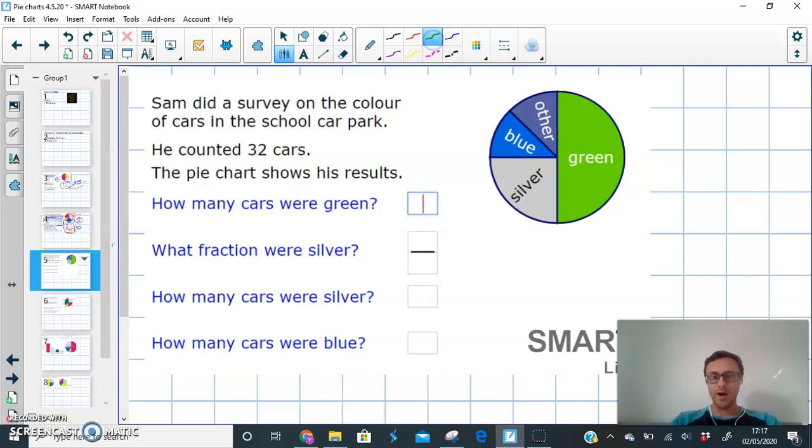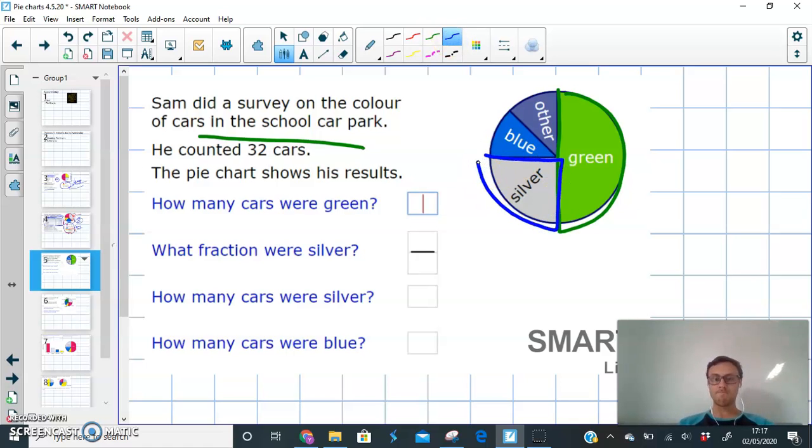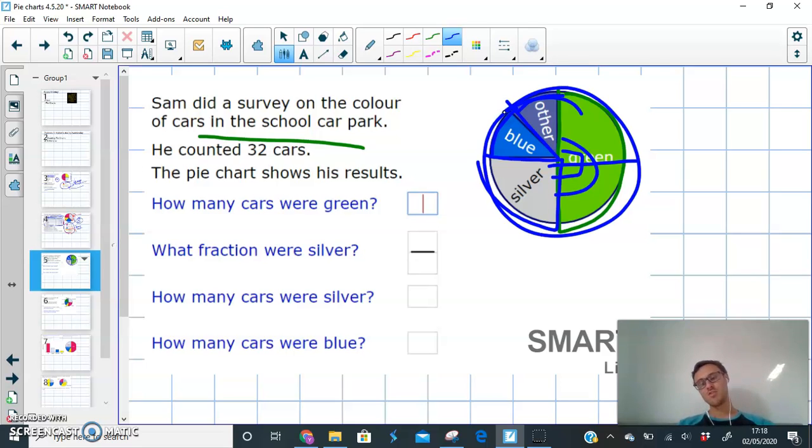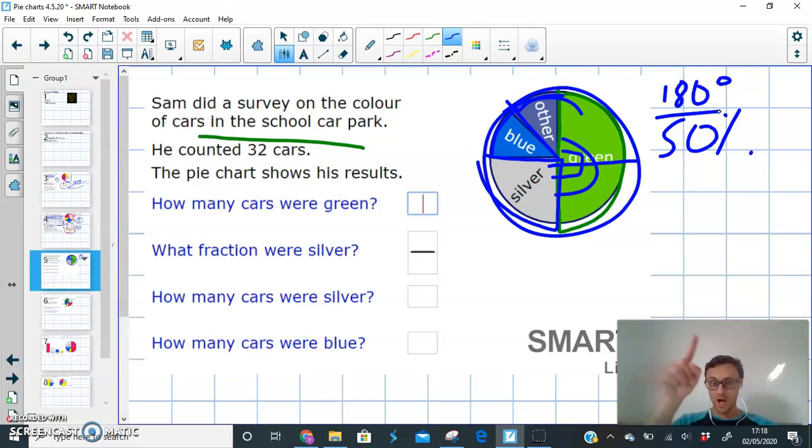Well, clearly here straight away I can see that half of the cars in the car park were green. I can clearly see that I know exactly 1/4 was silver. And then going there, we've got a quarter. It looks like an eighth other and an eighth blue. Okay, but there is definitely 180 degrees there. So we know that that pie chart obviously has 360 degrees in it. Or we could say that 50% were green or 180 degrees were green. Okay, because obviously a pie chart will be 100%, all of it, or 360 degrees.